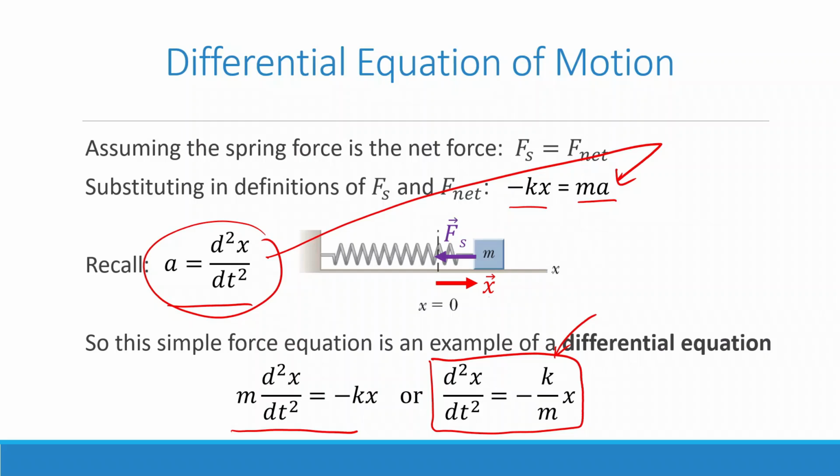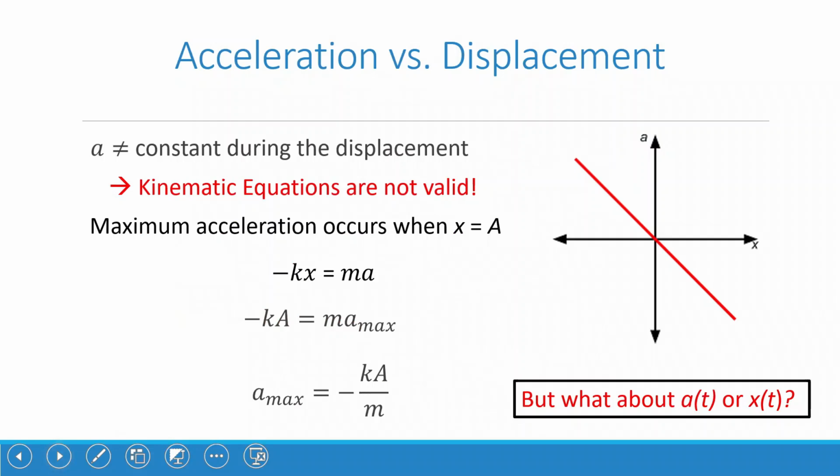Now, this is a second order differential equation. This is not something that you have probably seen in your math classes. This is definitely higher level math. And solving this differential equation is not something you'd be expected to do. So we need to find a way to avoid solving a second order differential equation and still be able to describe the simple harmonic motion. So how are we going to come up with a solution to this?